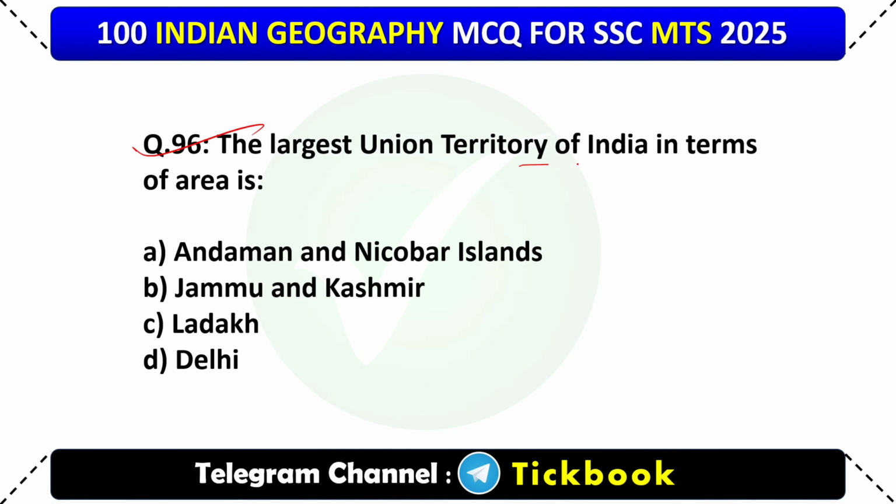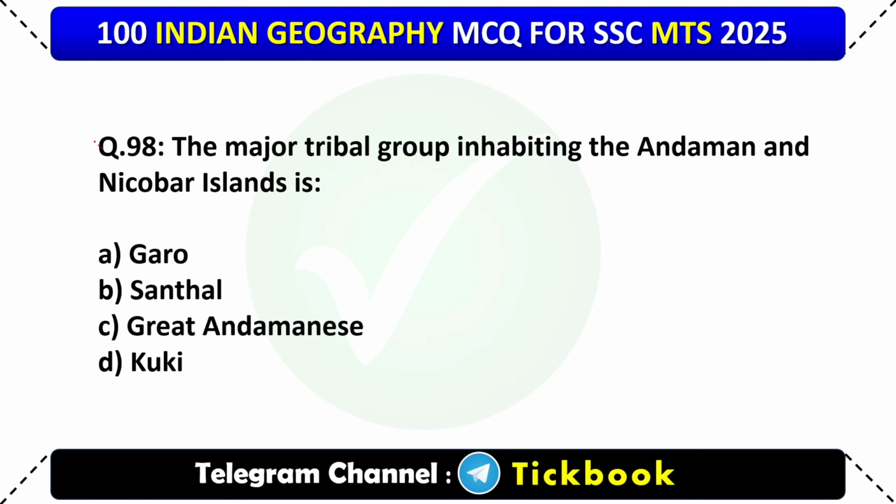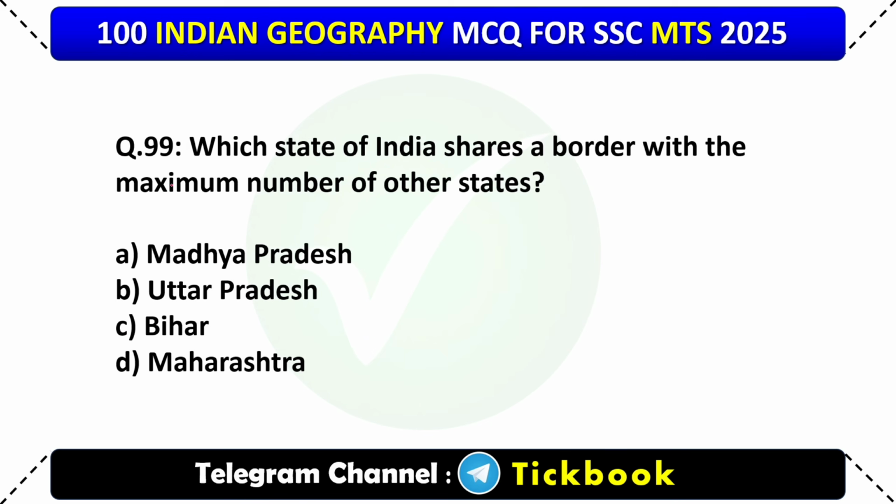96. The largest union territory of India in terms of area is? Option number C, Ladakh. 97. Bhitarkanika National Park in Odisha is internationally famous for? Option number B, saltwater crocodile. 98. The major tribal group inhabiting the Andaman and Nicobar Islands is? Option number C, Great Andamanese.